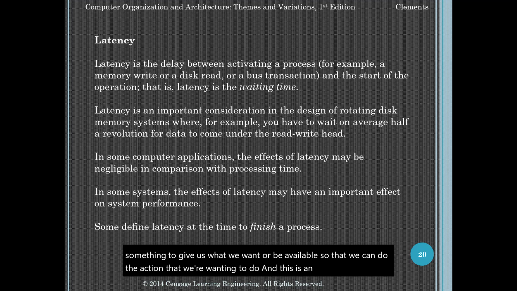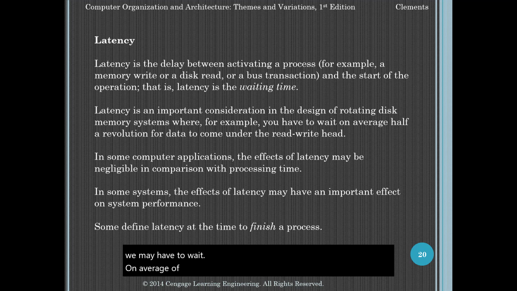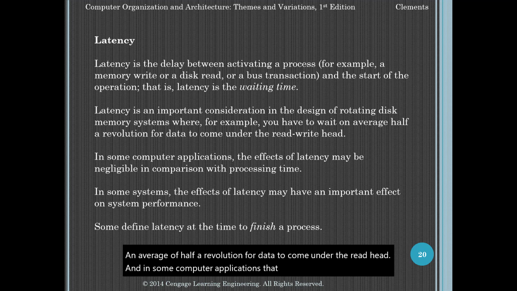And this is an important consideration in the design of rotating disk memory systems, where we may have to wait on average half a revolution for data to come under the read head. In some computer applications, that might be negligible in comparison with processing time, but in other systems, the effects of latency can have an important effect on system performance.